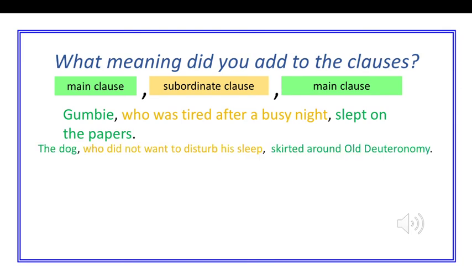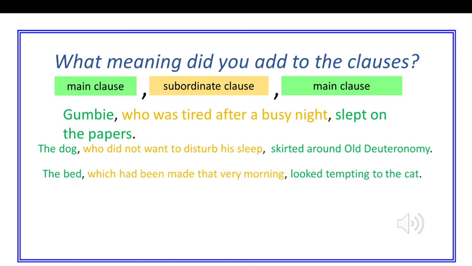The next sentence, remember, our main clause was the dog skirted around old Deuteronomy. And we have split that and embedded inside some commas a relative clause. The relative clause is who did not want to disturb his sleep. So together we have the sentence, the dog, who did not want to disturb his sleep, skirted around old Deuteronomy.